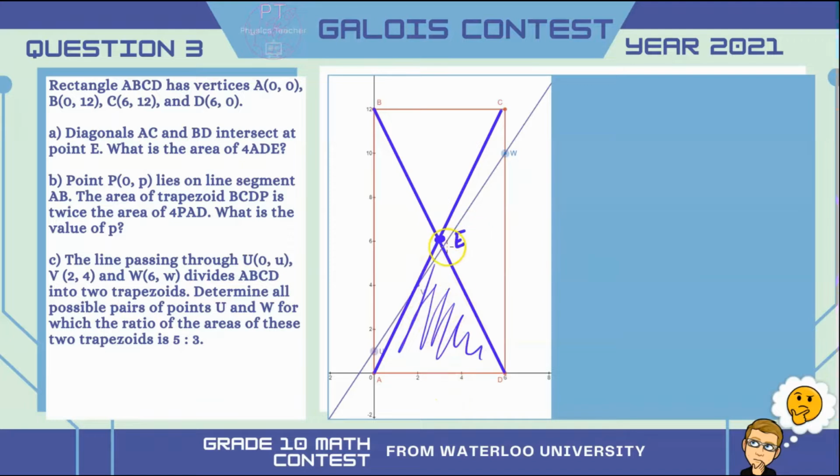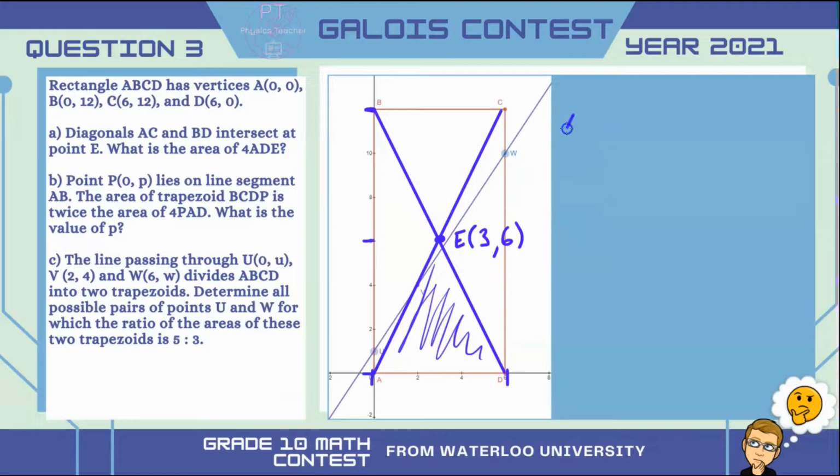So first we can figure out what the point E is. Since it is the intersection of these 2 lines, it is going to be the midpoint. Now since it's the midpoint, its x-coordinate is going to be right in between 0 and 6, which will be 3, and the y-coordinate will be between 0 and 12, which is 6. So there's the coordinates for E.